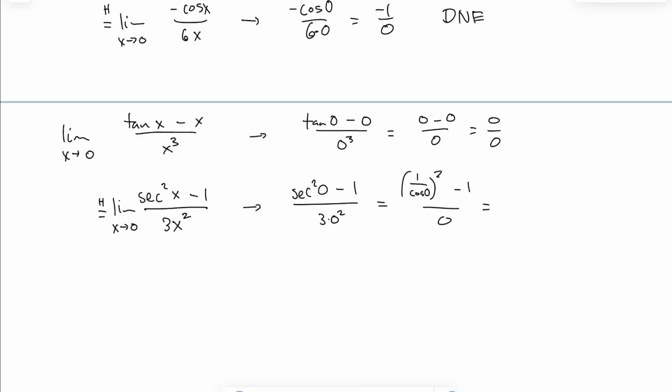But cosine of 0 is 1. So that thing inside the parentheses is just a 1. So this is 1. 1 squared, right? Minus 1. That's 0 over 0. Okay, so we are going to do the L'Hopital rule again. All right.